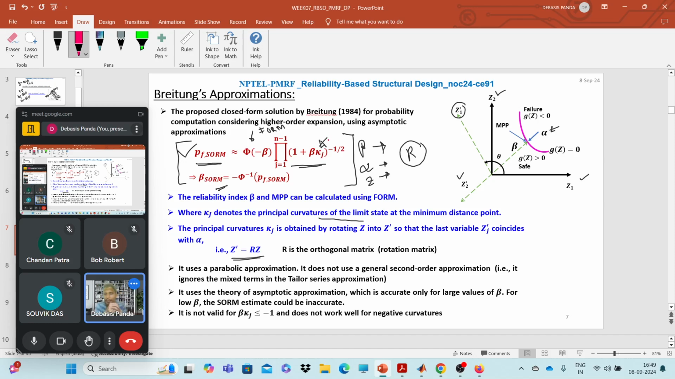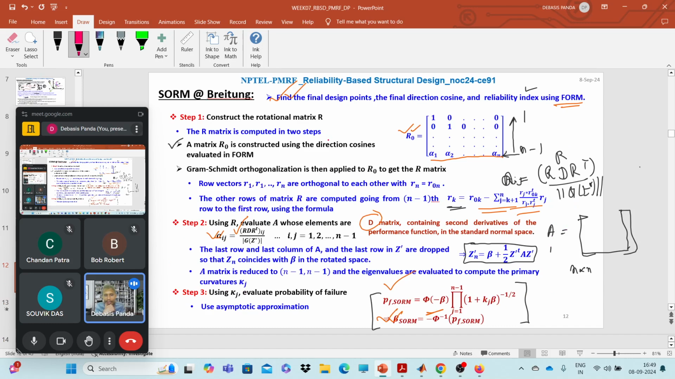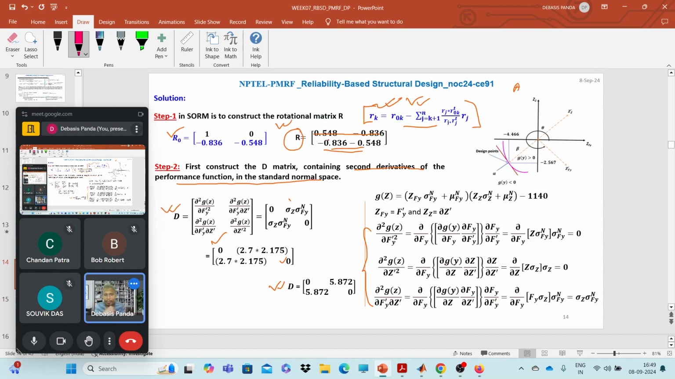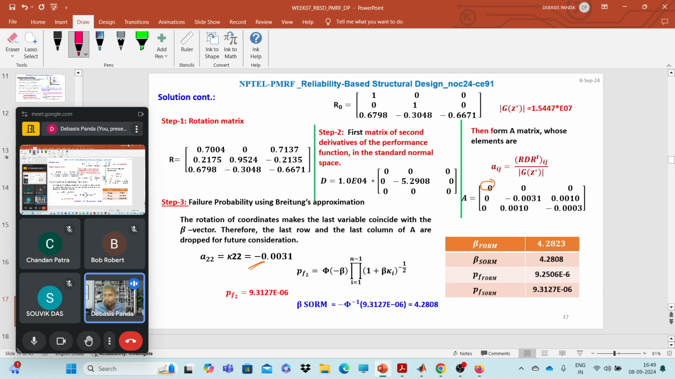So we have already solved it, and we have also seen that when we increase the nonlinearity, the results from FORM actually differ from the results from SORM. Obviously, if we have a higher nonlinear limit state function, the zone of the failure probability will be different, and if we have a different zone of probability of failure, then obviously we'll have different values.